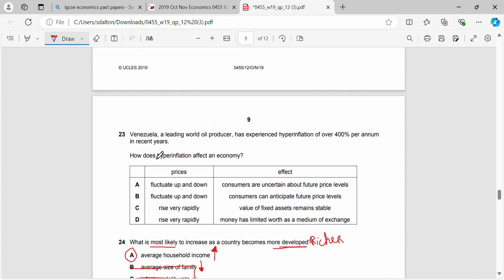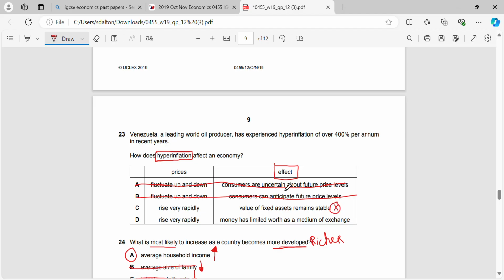Okay, question 23 is about hyperinflation, which is a dramatic increase in inflation. Therefore, we know that prices won't fluctuate. Prices are going to rise very rapidly. Okay, and now we need to look at the effects of that. So for C, the value of fixed assets remains stable. That's not going to happen, is it?